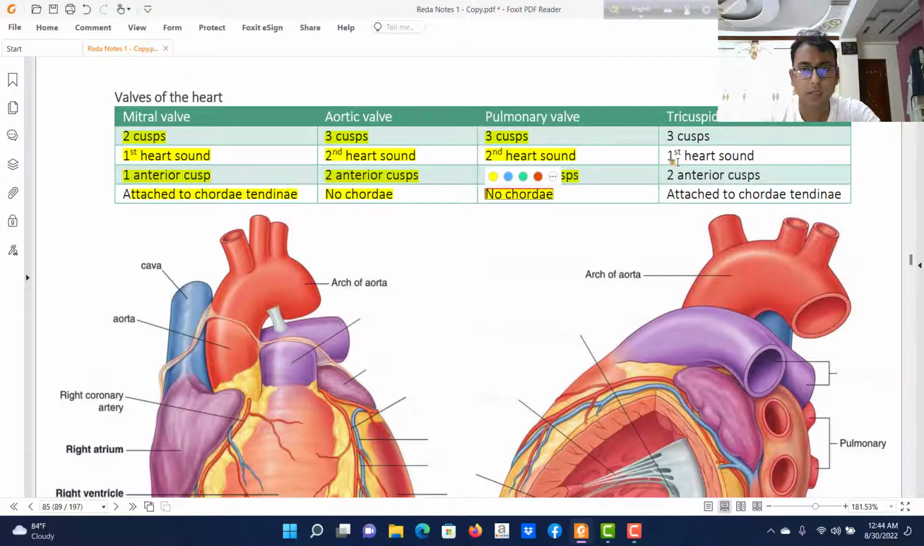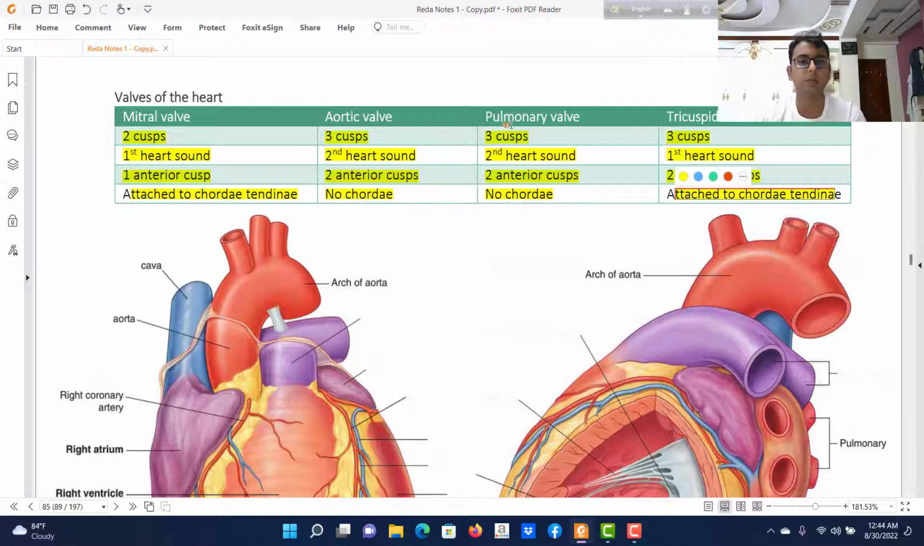And the first heart sound comes from the mitral and also the tricuspid valve, which has three cusps, that's why it's called tricuspid. The tricuspid valve and the mitral valve are connected with the ventricular structures, the inner wall of the ventricle. There is the chordae tendineae, which contains the ridge, bridge and papillary muscle, attached to the cusps of the tricuspid and mitral valve. That's why it is called the chordae tendineae.